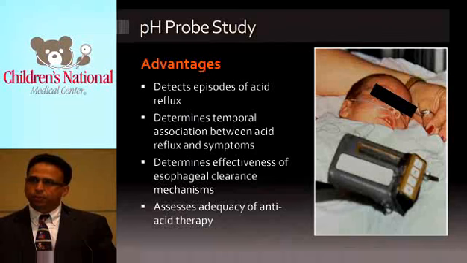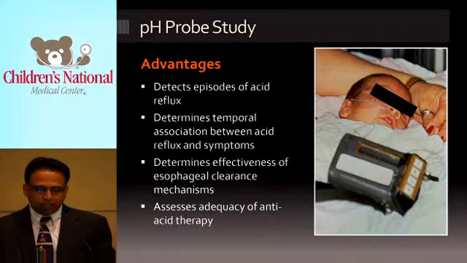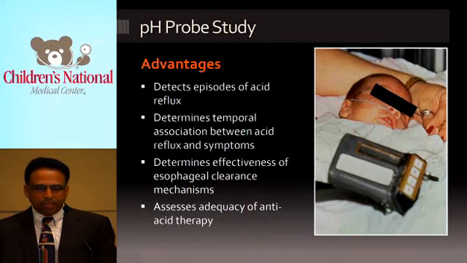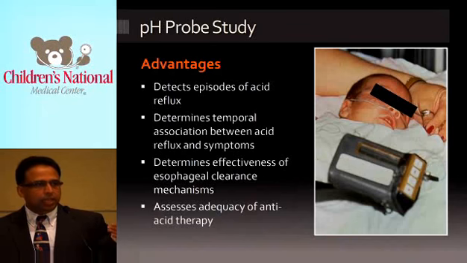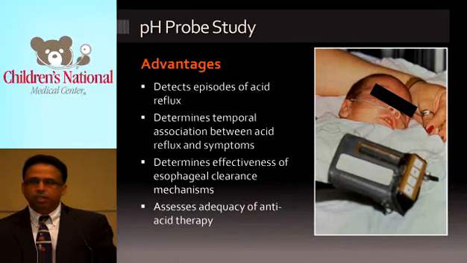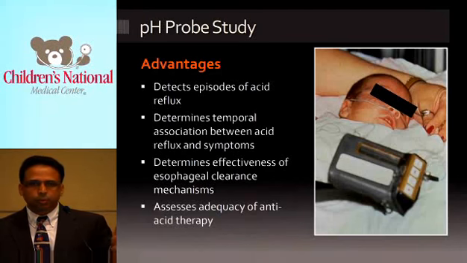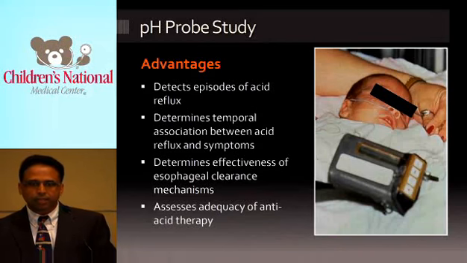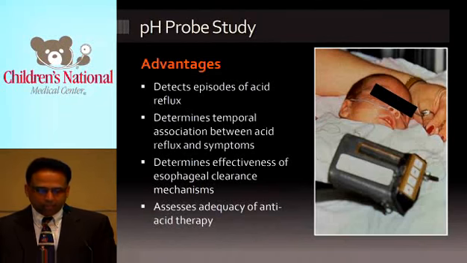The advantage of the pH probe or pH studies, as we traditionally call them, is that it will detect any episode of acid reflux. So it can tell you any symptom association. For example, that infant who was having apneic episodes, you do a pH probe study along with a sleep study, and you find an episode of apnea, and at the same time if acid reflux was happening, you have made a determination that reflux was causing the apnea.